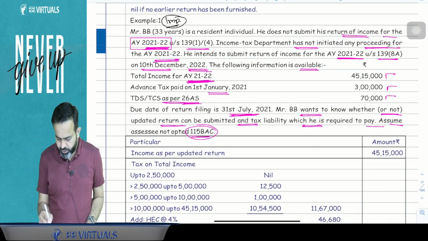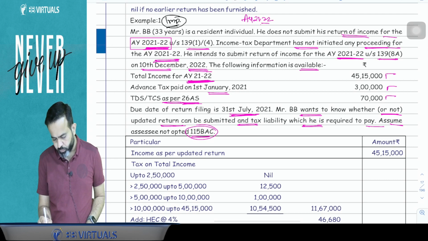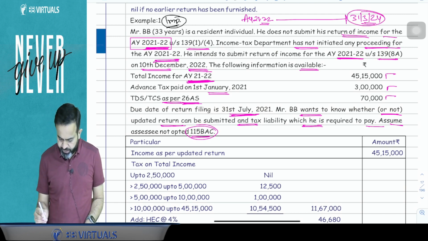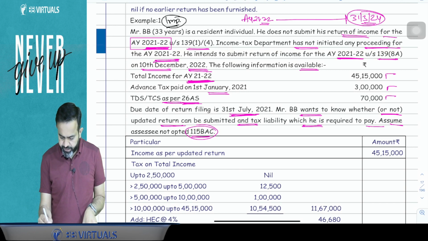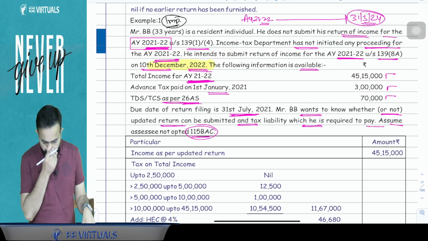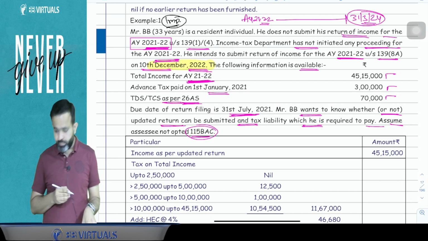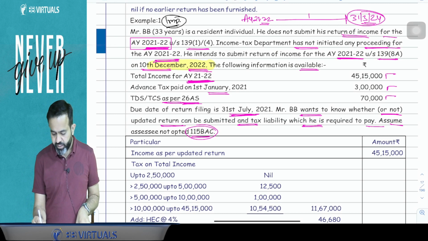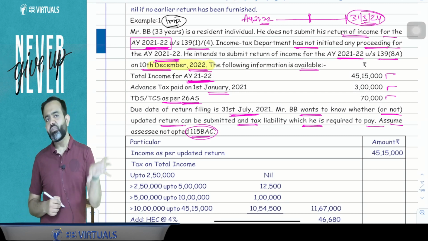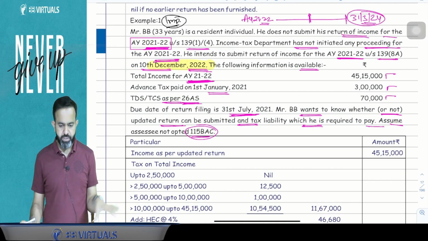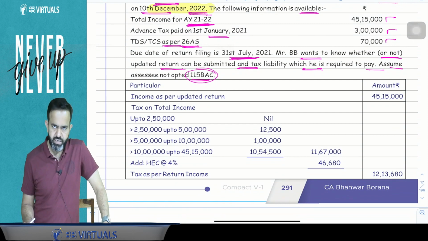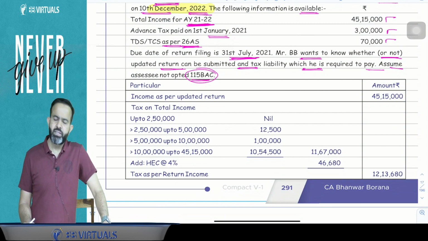They are talking about assessment year 21-22. So I can file the updated return till 31st March 2024. And here I am filing the updated return on 10 December 2022. So can I file the updated return? The answer is yes. And here, guys, I am filing within 1 year from the end of the relevant assessment year. So 25% will be the additional tax. So how we will calculate the tax as well as additional tax as well as the interest under section 234ABC and fees under section 234F.